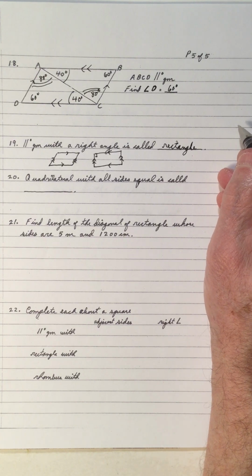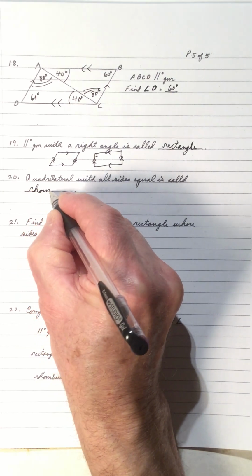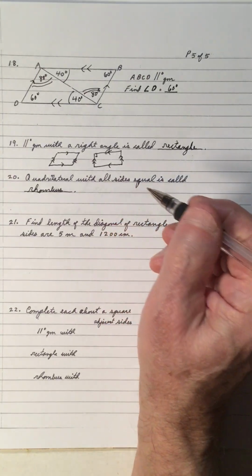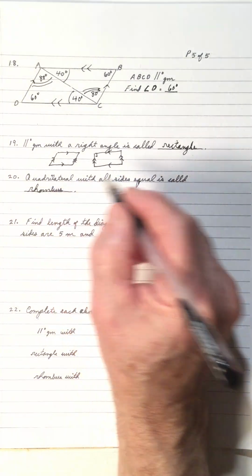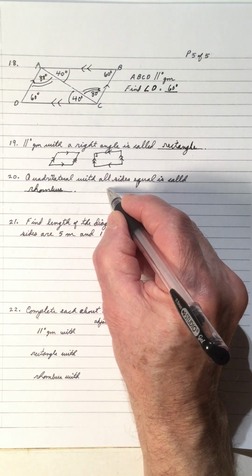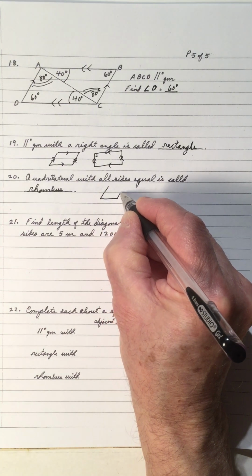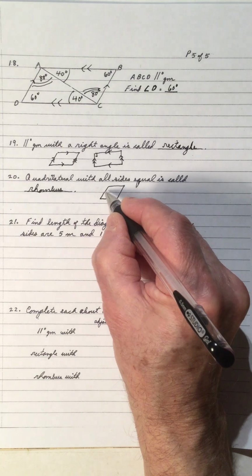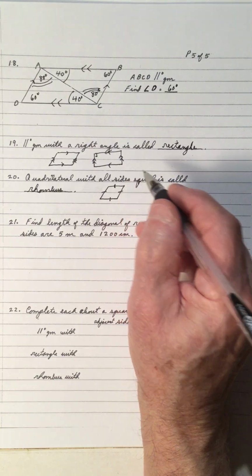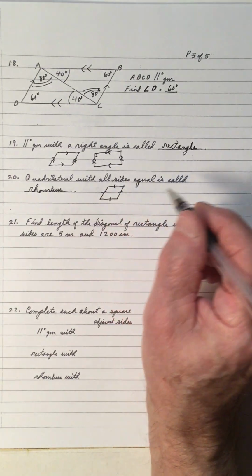A quadrilateral with all sides equal, I call it a rhombus. Some people call the plural rhombuses, some people call it rhombi. A rhombus is like a square that you take and push out of shape. All sides are equal length, and we don't have a right angle. We know that it has all sides equal, but the angles are not right angles.